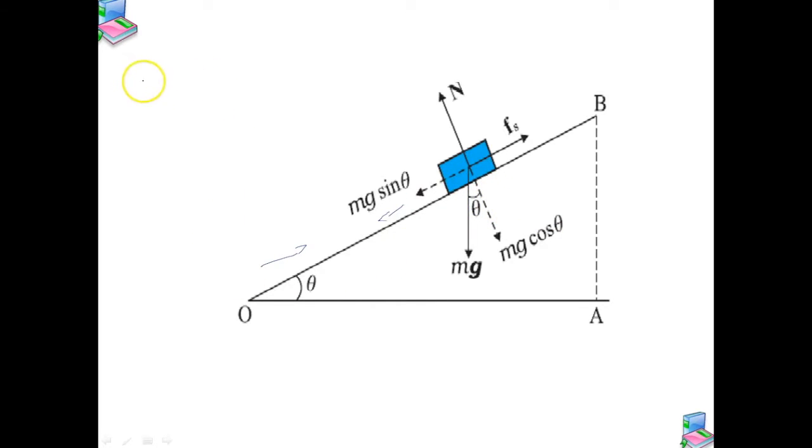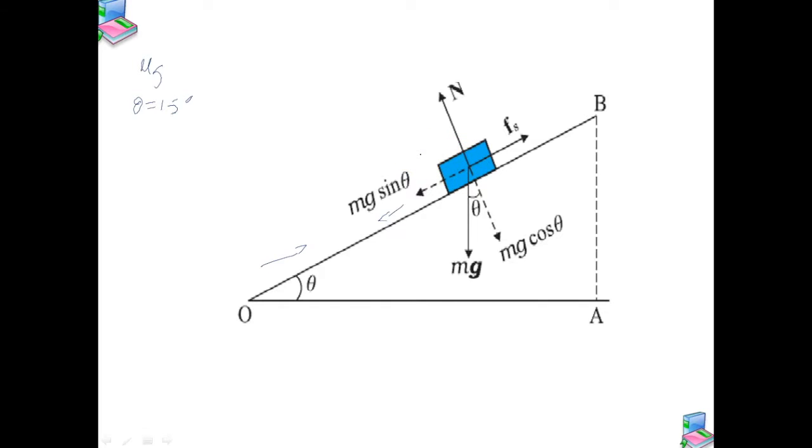The question is to find the coefficient of static friction, that is mu s. Initially this block was lying on this horizontal plane and then the plane is gradually inclined up to theta equal to 15 degree. When it reaches 15 degree, the block starts sliding down the inclined plane. So the question is to find what is the static friction between this block and the surface.